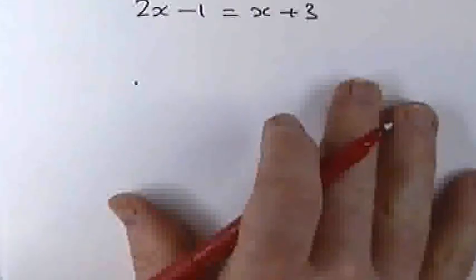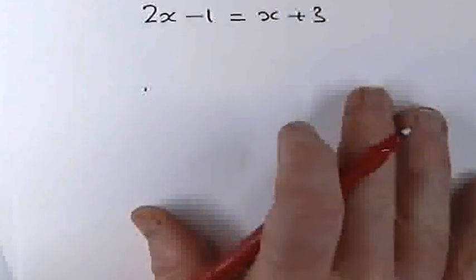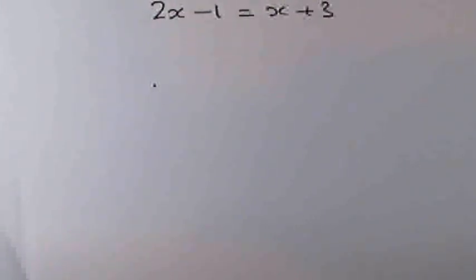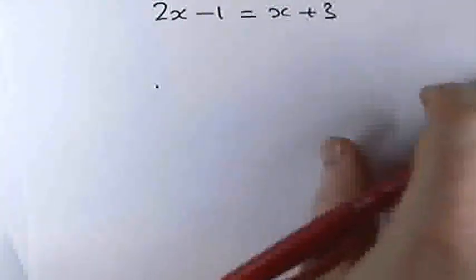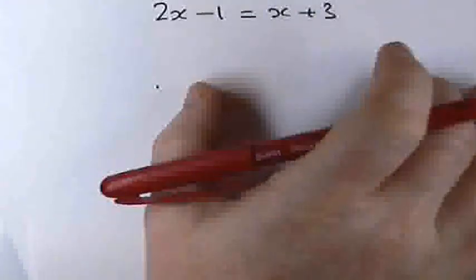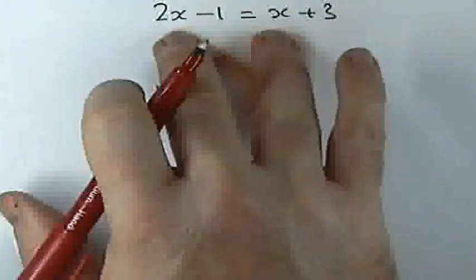So we've got 2x minus 1 is equal to x plus 3. Now I want you to look at this problem and think, why is it harder? Now this question is harder because we don't have the unknowns on one side and a number on the other. We have now got unknowns on both. Now notice that the unknown is the same.